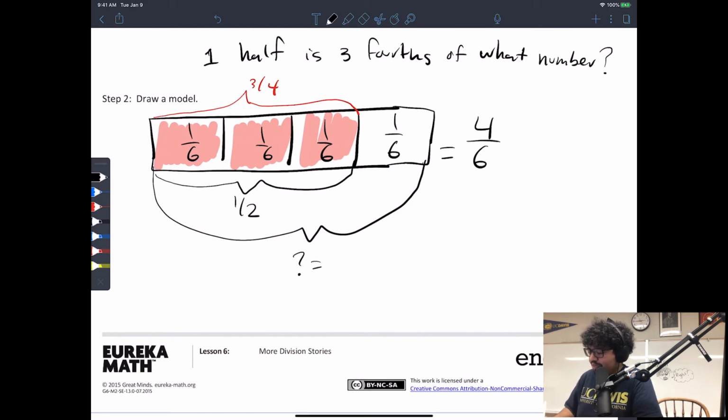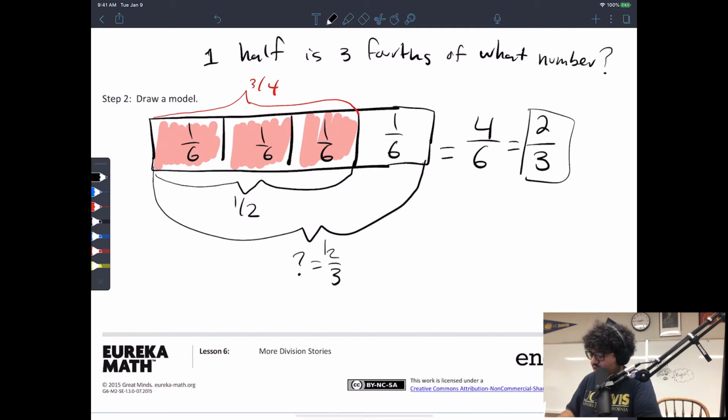So my answer, I can simplify it, right? 4 over 6 can be simplified. I can divide by 2. 4 divided by 2 is 2. And then 6 divided by 2 is 3. So my answer there is 2/3. So the answer I'm looking for there is going to be 2/3.